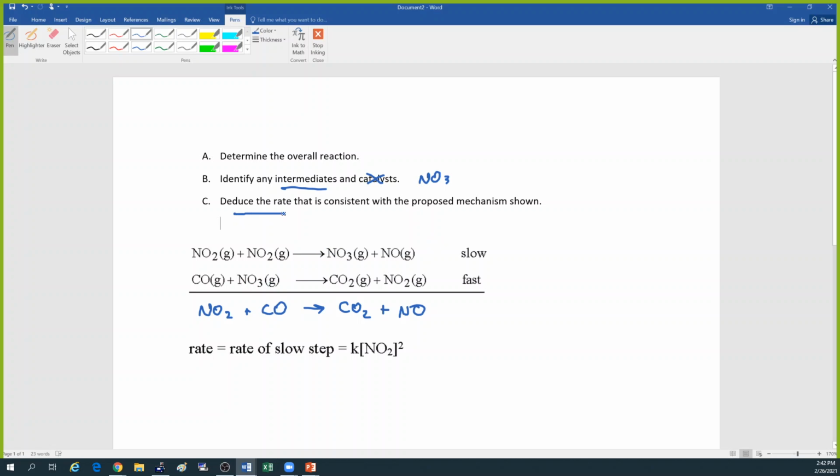Now deduce the rate, that should say rate law, sorry, that is consistent with the proposed mechanism. How do we do this? Well, which of these is the rate determining step again?